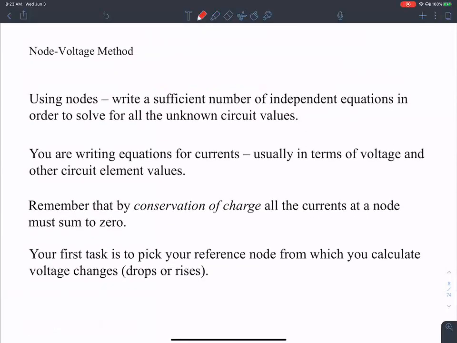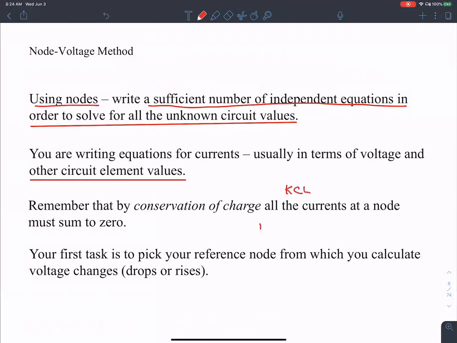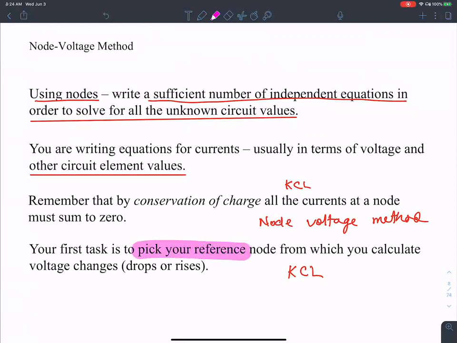Here is the general procedure. The idea is using nodes, we set up a sufficient number of independent equations in order to solve for all unknown circuit variables. So we write equations usually in terms of voltage and other circuit element values like resistances, and then we apply eventually KCL. So when we do the node voltage method, the underlying theory that we use is that of KCL. So the very first step is to pick a reference node, from which we calculate voltage changes, voltage drops.